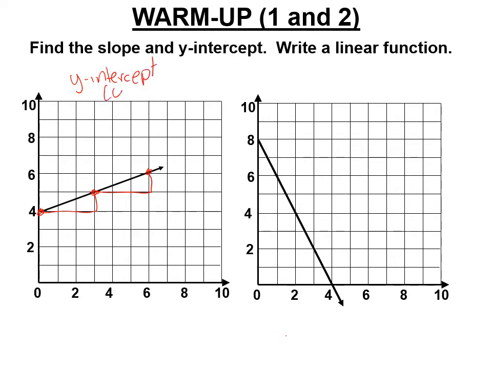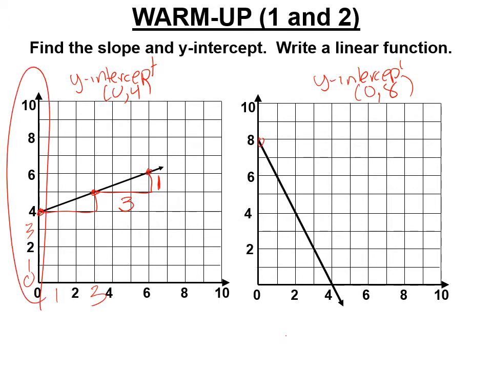So this y-intercept is (0, 4). This y-intercept is (0, 8). Right, now notice the scale here. You have to look at the scale. The scale here is the normal 1, so that's good. All right, so the rise is 1, the run is 3. Now these numbers are not always going to be 1s today, so we've got to check that. But this is going up by 1. So the slope here is 1/3.